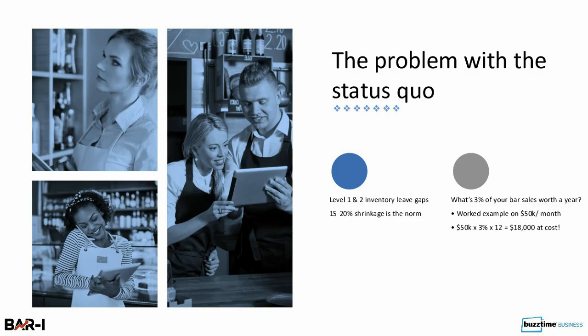And what we found, again, from doing thousands of audits all over the country, is that most bars, when they're not doing level 3 inventory on a regular basis, are missing between 15 and 20% of everything that's poured. So if you sell 100 servings of alcohol, most times you're actually going to pour like 115, 120, and it's a pretty big opportunity for your average bar.